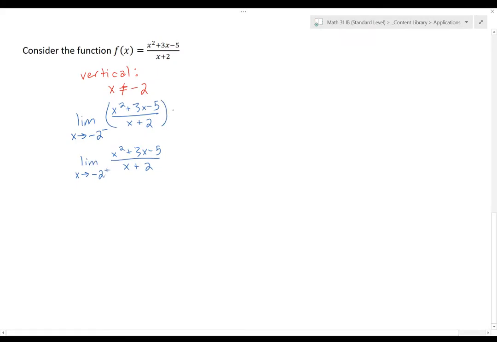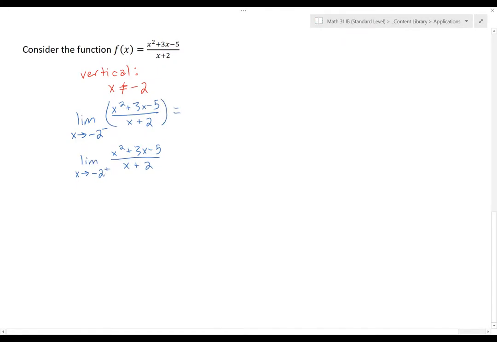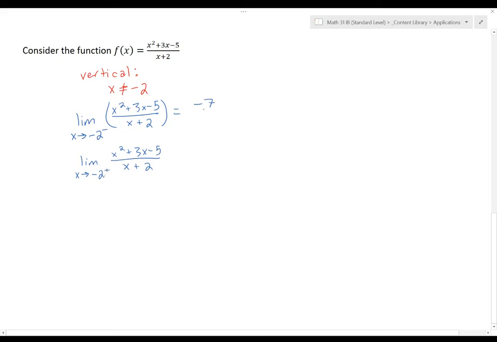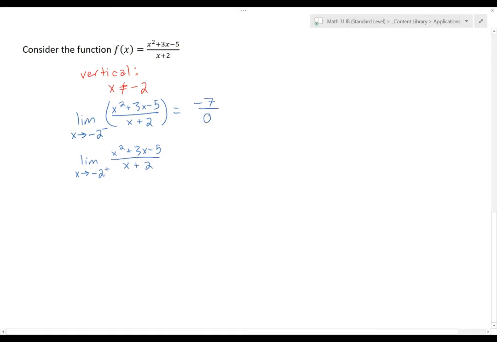As I approach from the left, all right, so the numerator, I've got 4 minus 6, which is negative 2. I've got negative 7 as the numerator. And I'm going to approach 0 in the denominator. Now remember, because this isn't 0 over 0, I can actually reason it out. Negative 7 over 0, I can reason out. But if I have a number slightly less than negative 2, so in other words, negative 2.001, for example, I'm going to get a slightly negative number in the denominator. Because I have a negative 7 divided by a slightly negative denominator, this is going to be approaching positive infinity.